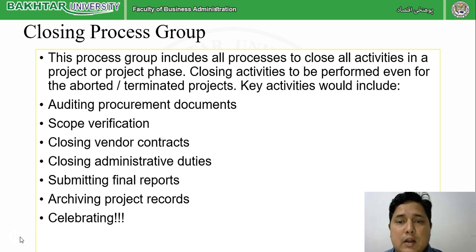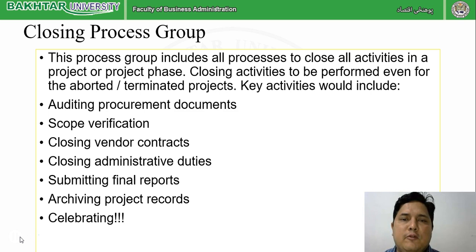Like activities related to the suppliers, close them. Related to the procurement activities, close them. Related to the scope verification, check it and close it. Giving the customer its project, submission of the project to the customer, submission of the report to the client. Then the team is dissolved and people go back to their original places, and we try to see whether we have achieved or not. If we have achieved, there must be celebration. If not, we will learn from the things and go further.